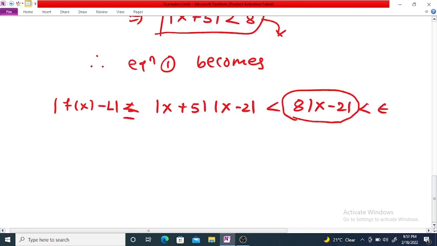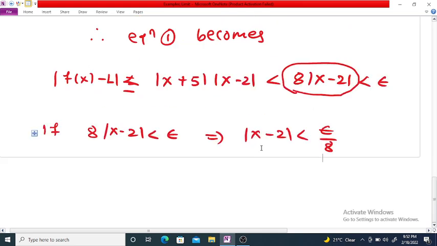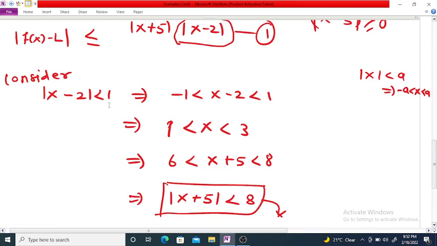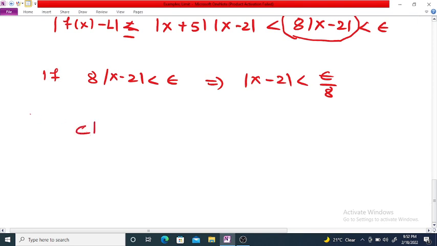So now if 8 times mod of x minus 2 is less than epsilon, this implies mod of x minus 2 is less than epsilon by 8. Now here we obtain two conditions on x in the neighborhood of 2: first is epsilon by 8, and to reduce x plus 5 we take the unit neighborhood around 2. So we choose delta equal to the minimum of 1 and epsilon by 8.